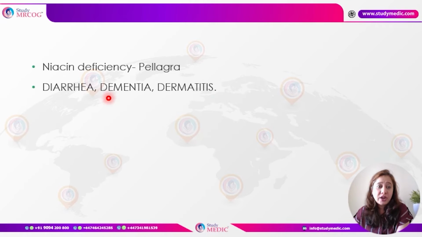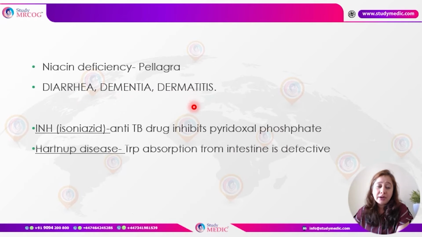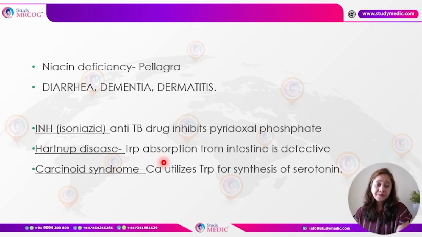Deficiency of niacin will present with pellagra: diarrhea, dementia, and dermatitis. Anything which hinders the availability of vitamin B3 can present with niacin deficiency, that is pellagra. So isoniazid, the antitubercular drug, will inhibit pyridoxal phosphate. This is vitamin B6. B6 is required for niacin activation, and niacin is synthesized even from tryptophan. So excess consumption of tryptophan for production of serotonin can cause deficiency. Also in carcinoid syndrome, there is excess serotonin production, so there is deficiency of niacin that can also present with pellagra-like features.